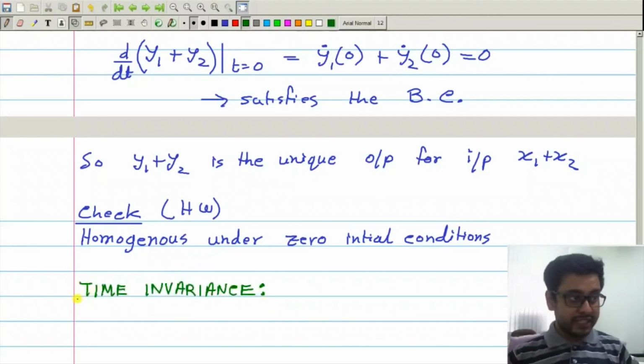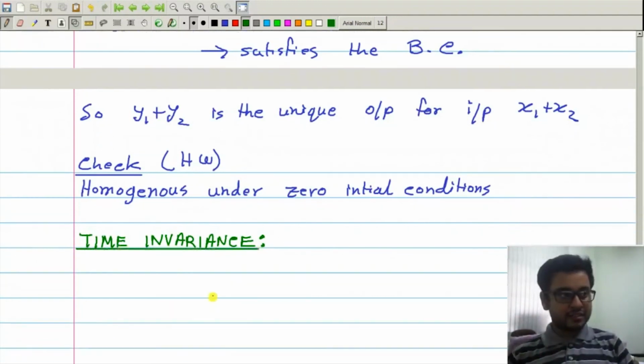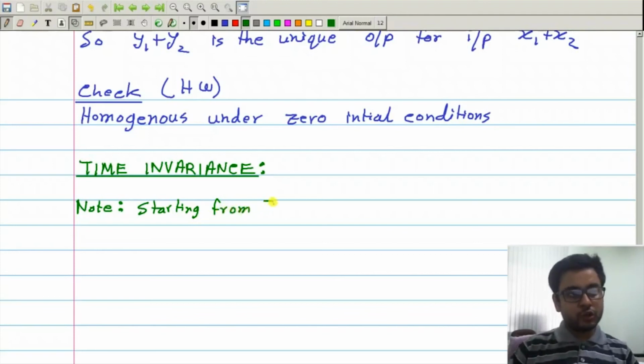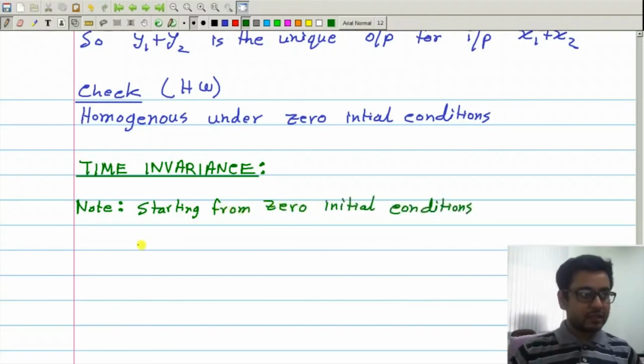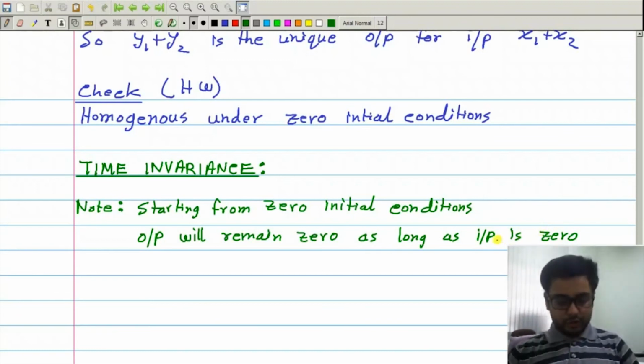Let us now check the time invariance. For that, note that starting from zero initial conditions, output will remain 0 as long as input is 0. So if input is 0 and if you start from 0 initial condition, then the output will also be 0 as long as the input is 0.